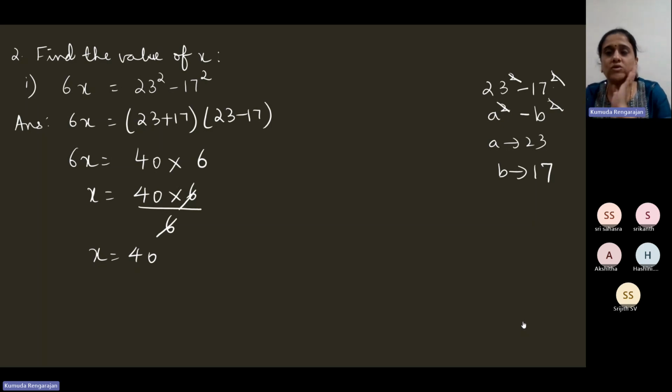Yeah, Navneet, yes. You should not actually square 23 squared, 529 minus 289. You should not work like that. You should not actually find the squares. You must go through an identity. You will get the same answer, but the procedure matters. If it's like a square minus b square, the answer is a plus b into a minus b. If it is like a plus b into a minus b, then the answer is a square minus b square.